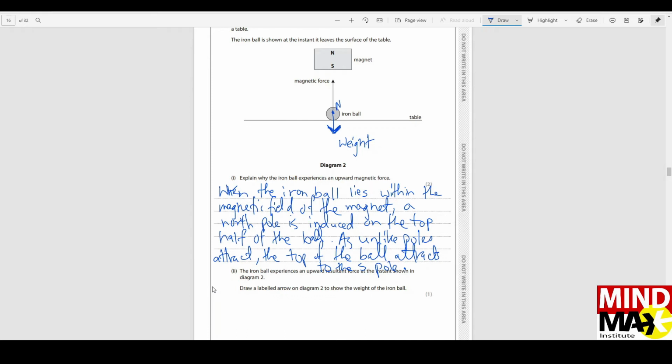So because the south pole is at the bottom of the magnet, and the iron ball is now within the magnetic field of the magnet, a pole of opposite polarity compared to the bottom of the magnet will get induced here.